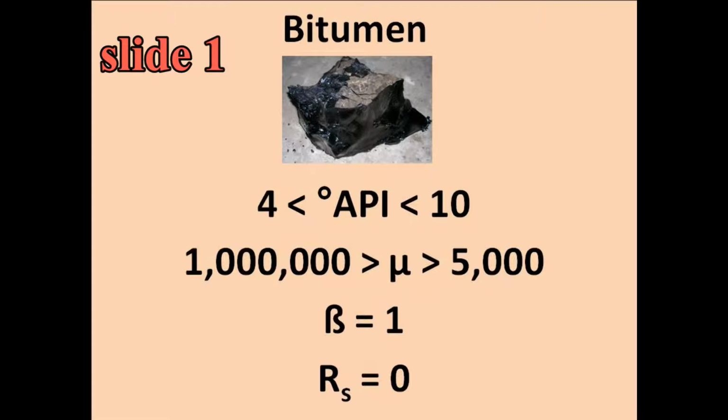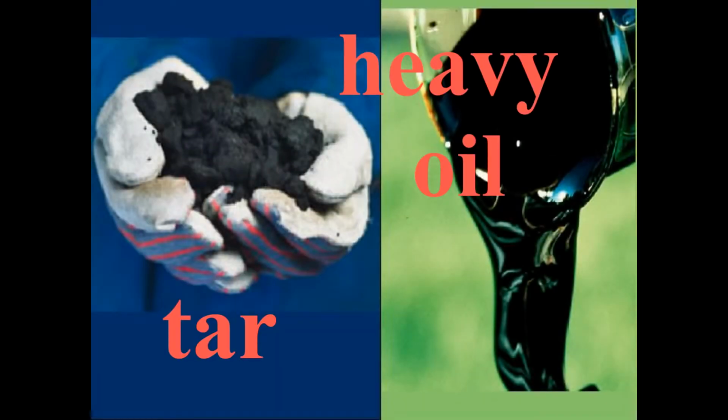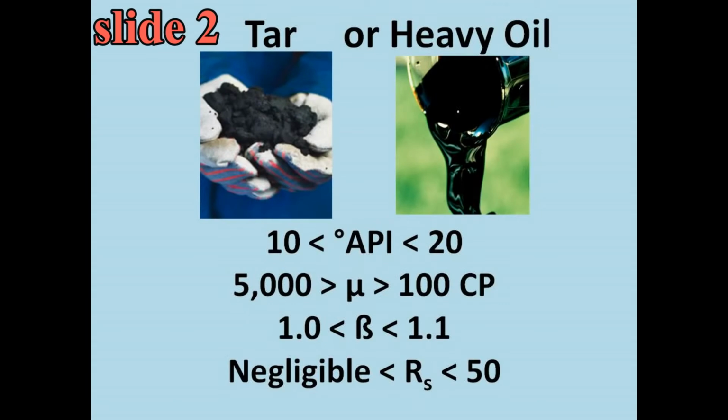We also see that bitumen's viscosity, or mu, is very high. This means that its flow rate is very resistive and probably won't flow without heat or other chemicals being applied. Both beta at 1 and RS at 0 indicate there is no solution gas. Bitumen, as you might guess, is used mostly in highway construction. In slide 2, we have the classification for tar, or heavy oil. Its API gravity is greater than water, so it will float. Beta shows that there is some shrinkage, and the RS shows that some gas is released at the surface.